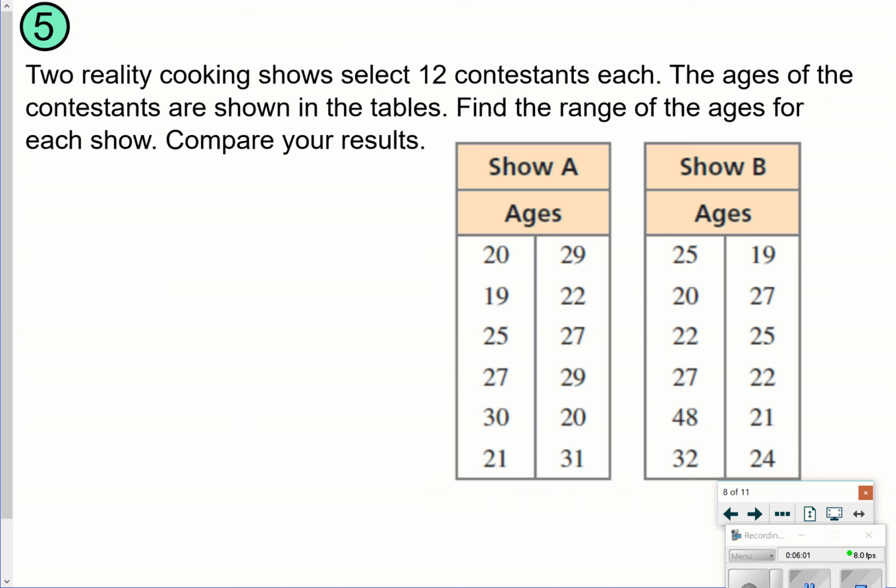So the last question we're going to talk about is a reality show cooking contest, and it has 12 contestants each. We're going to talk about show A's range and show B's range. It says find the range of the ages for each show and then compare your results. So let's go ahead and take time now to pause right here and try to find the range of show A and then show B, and then once you're done, click play to see how they compare.